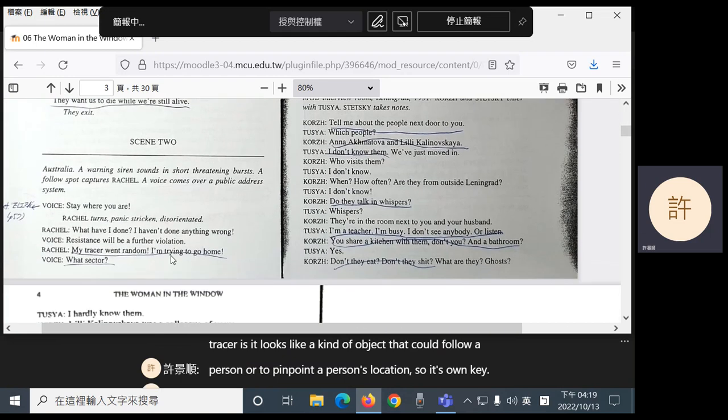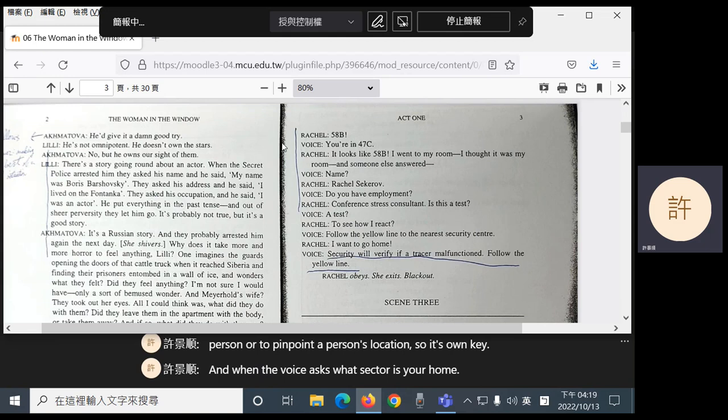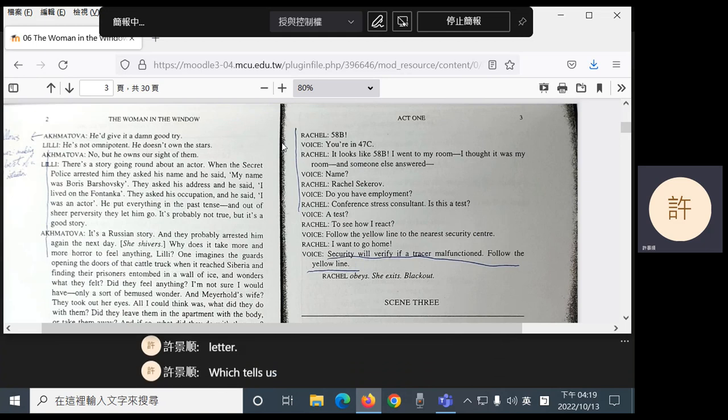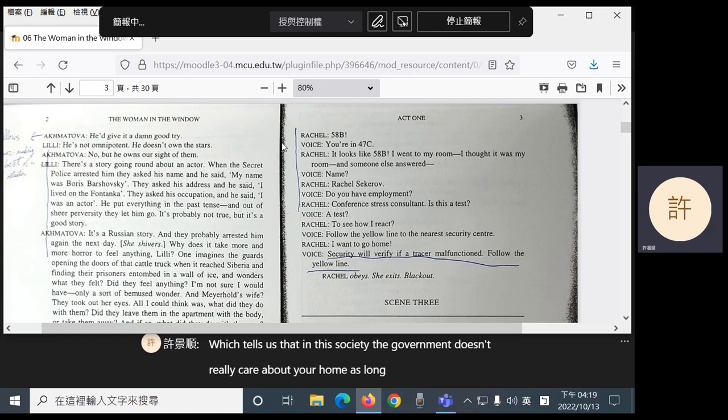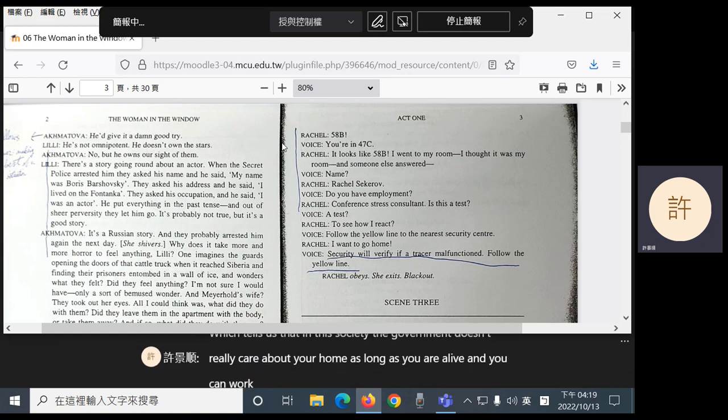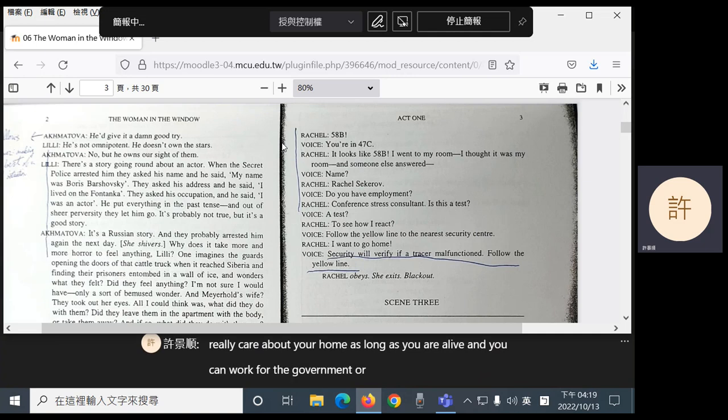And when the voice asks, what sector is your home? Rachel doesn't give a place name. She gives a number and a letter, which tells us that in this society, the government doesn't really care about your home. As long as you are alive and you can work for the government or whoever is in power, that's all they care about. So, like, where is your home in section 58B?